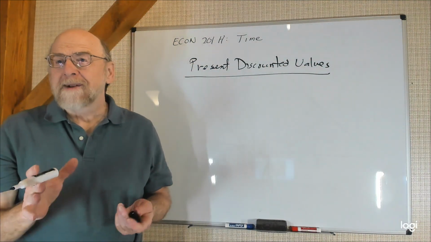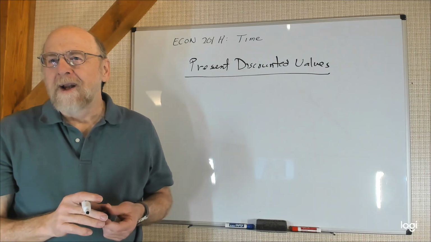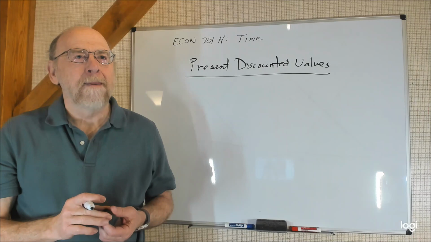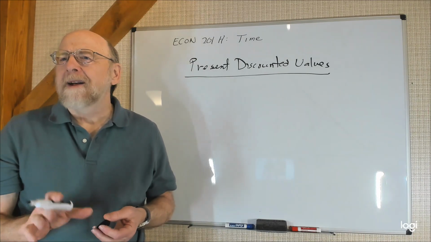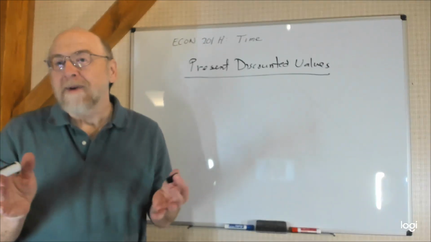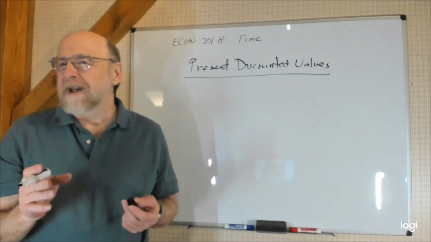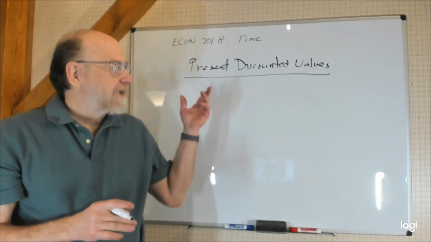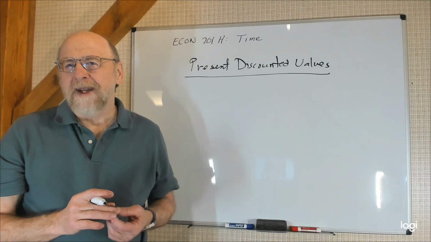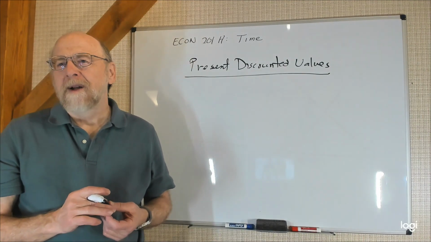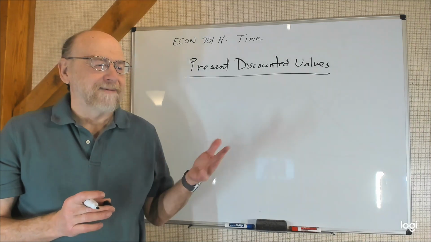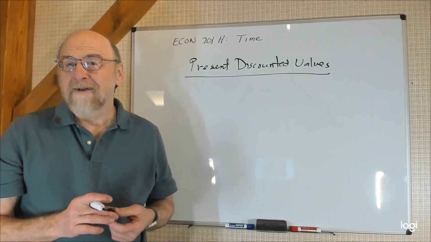Okay, so for the rest of this lecture, what I'm going to be doing is introducing the idea of a present discounted value. So in the chapter on risk, the previous chapter, we introduced the idea of an expected value, which is an idea from statistics. This idea is basically from finance and from people who think about long-term capital projects in business or in government.